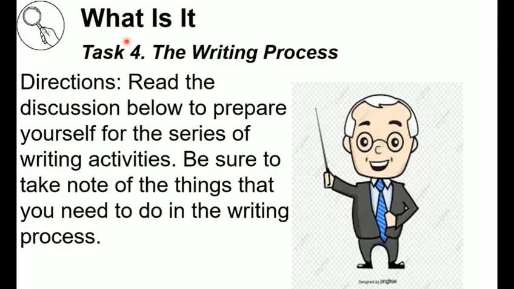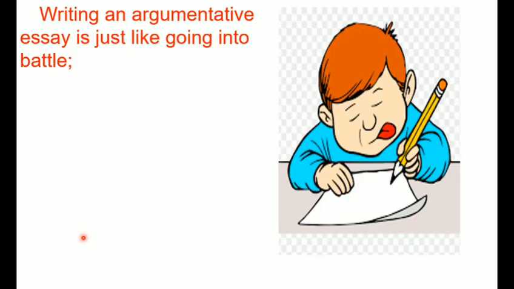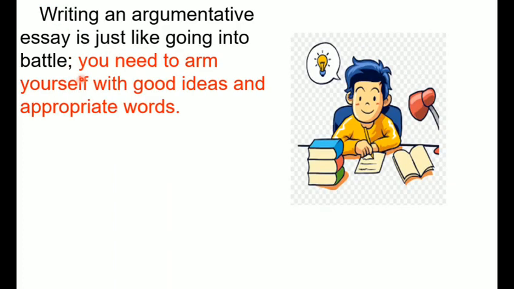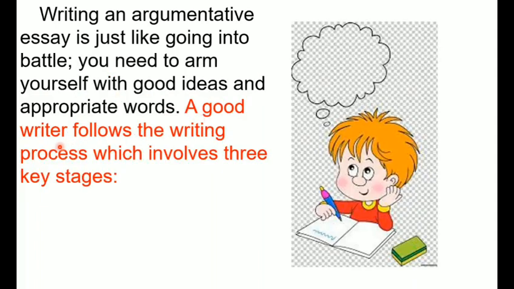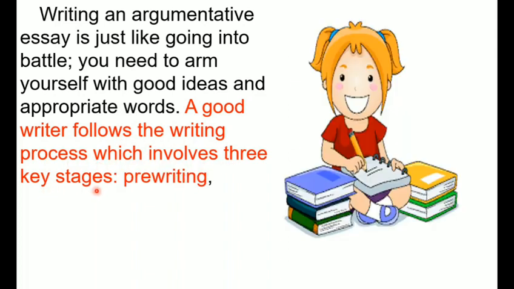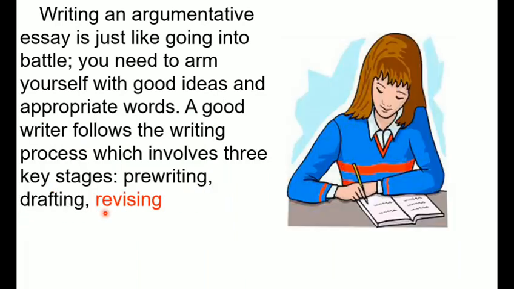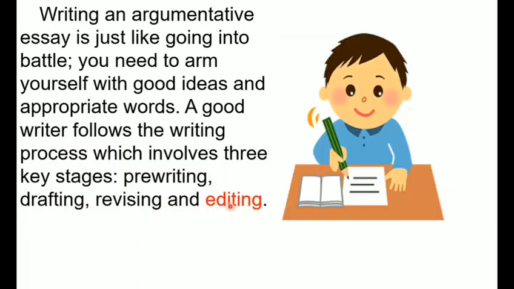Okay. Now, under What is it in your module, task number 4, the writing process. And the direction is, read the discussion below to prepare yourself for the series of writing activities. Be sure to take note of the things that you need to do in the writing process. Writing an argumentative essay is just like going into battle. You need to arm yourself with good ideas and appropriate words. A good writer follows the writing process, which involves 3 key stages: pre-writing, drafting, revising, and editing.